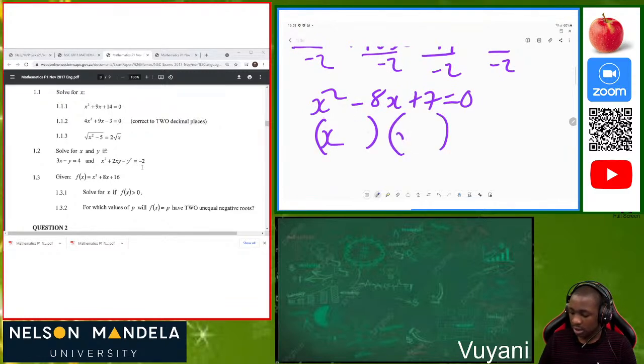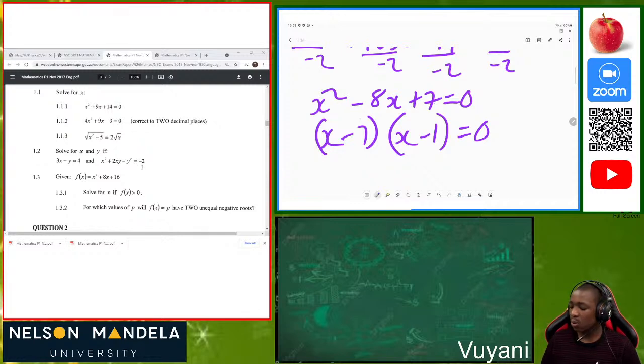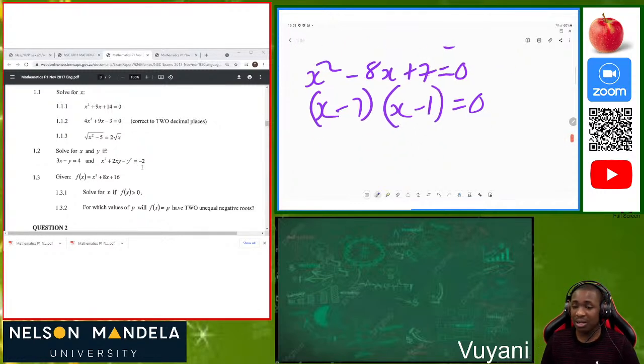Of course, x and x equal to 0. Then the factors of 7 are 1 times 7. So we have 1 and we have 7. Now 7 plus 1 gives 8, but this 8 is negative. So negative 7 minus 1 gives negative 8, which is our middle term. That's how you solve it using factors.